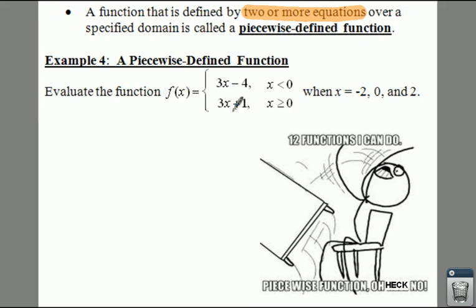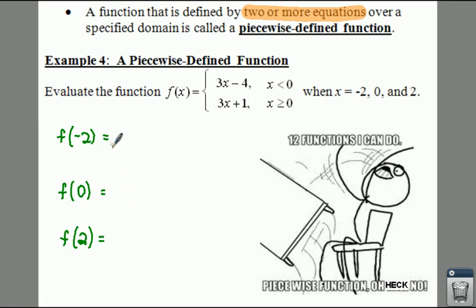Notice you have two parts to your function. You have two pieces. You have 3x minus 4, and that is defined when x is less than 0. You have 3x plus 1 when x is greater than or equal to 0. So when we have to evaluate these functions, we have to evaluate f of negative 2. We're going to have to evaluate f of 0. And we're also going to have to evaluate f of 2. That's a horrible 2.